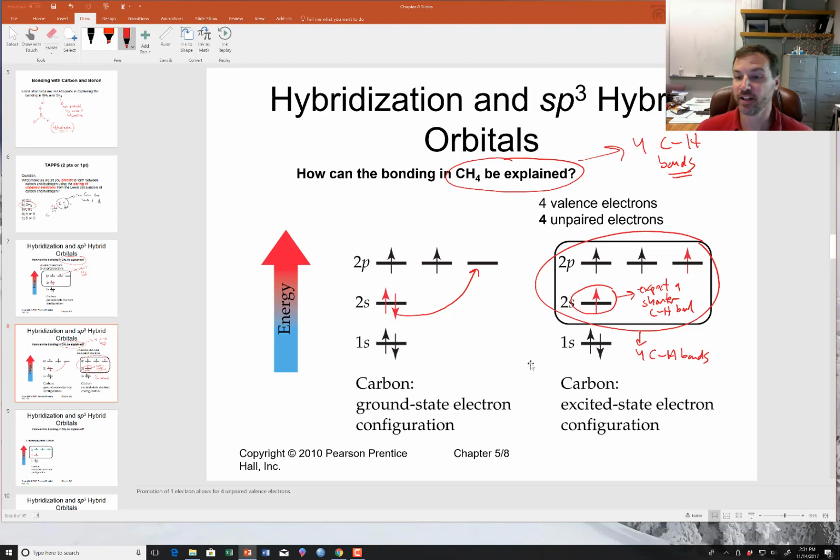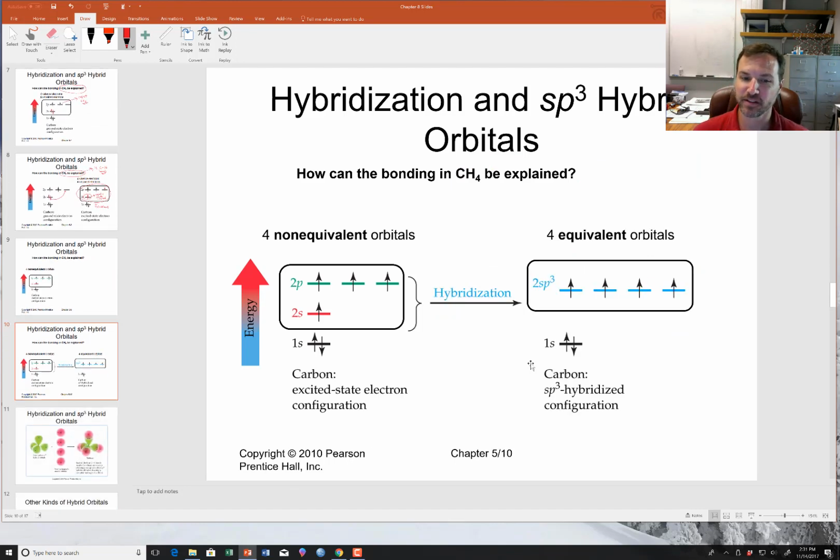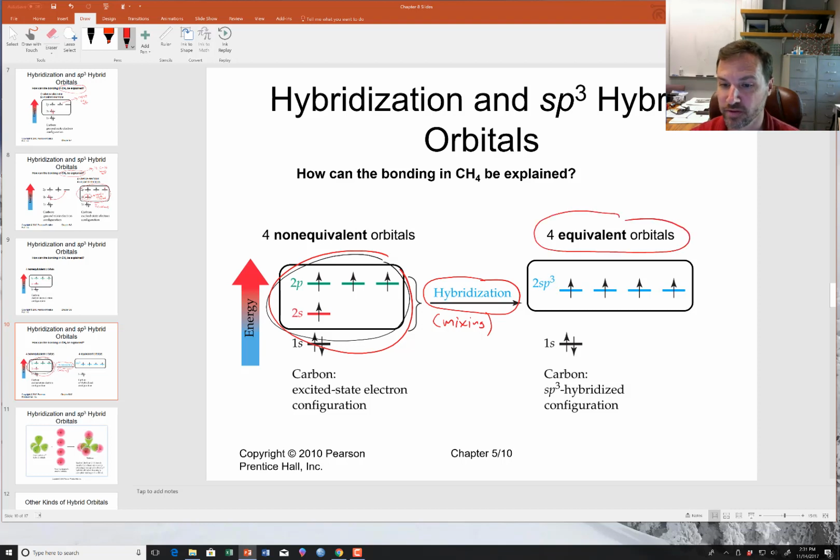further. And so the only way to get 4 equivalent bonds between carbon and hydrogen is to now somehow take these valence orbitals and they're going to hybridize. So this is our hybridization. That just means mixing. And now if we take those 4 orbitals and we get 4 new equivalent orbitals, which we call sp3 hybrids, now we can have 4 sites at which we can bond hydrogen atoms.